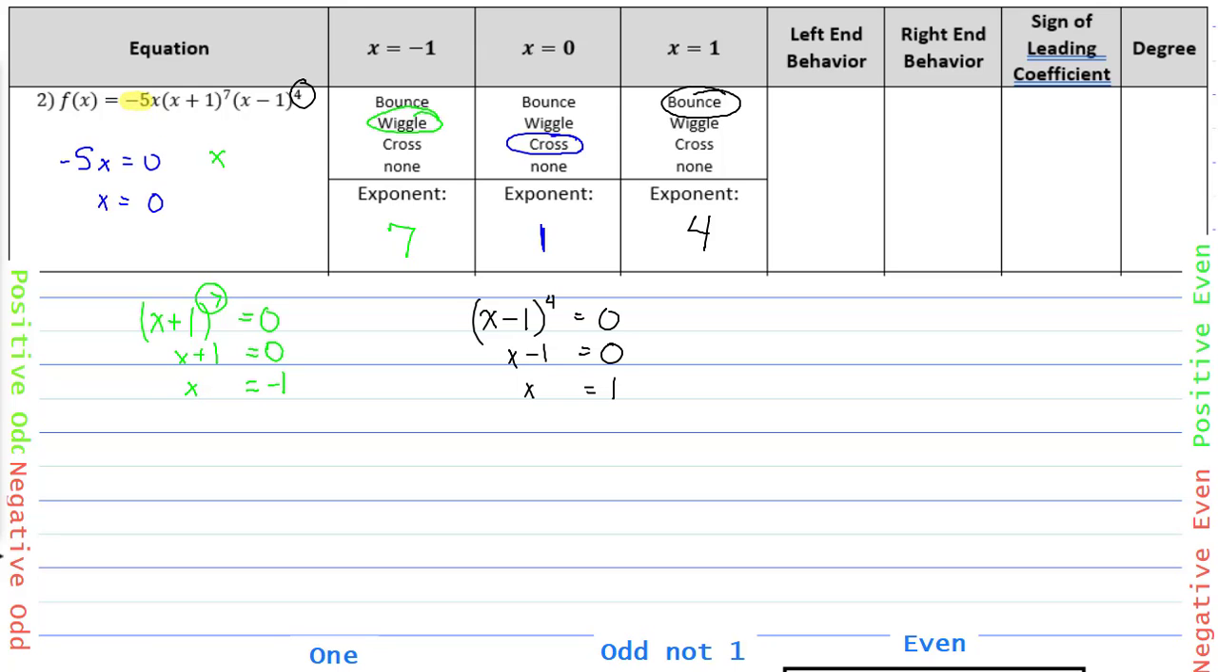Our leading coefficient is -5. So the sign of our leading coefficient is negative. That automatically makes my right-hand side go to negative infinity because it always matches. Now I need to find my degree by adding up all my exponents. 8 plus 4 is 12. Because it's even, they're going to match. So I'm going to negative infinity.